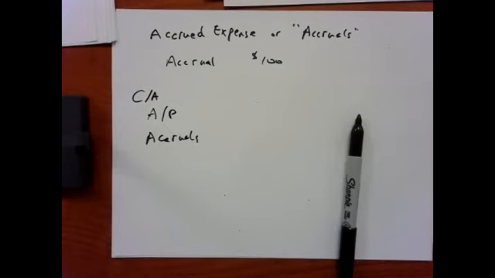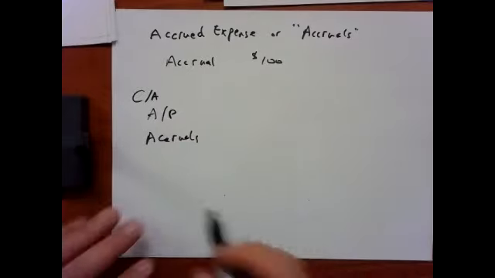Sorry? No, there's no accruals on the asset side. Yeah, okay, I see what you're saying. That's an interesting point. I hadn't thought about that. But yeah, if you're providing a service with a flow nature to it, it's going to be all accounts receivable.